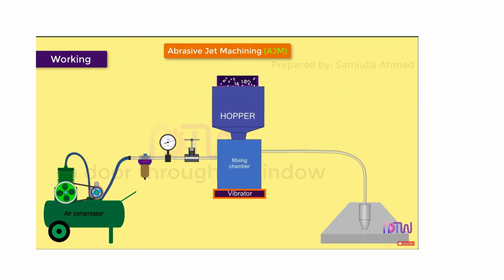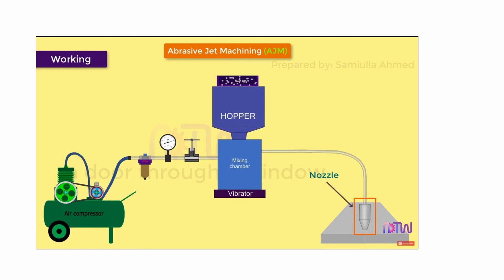A vibrator is provided below the mixing chamber. It controls the abrasive powder feed rate in the mixing chamber. Abrasive powder and the compressed air are thoroughly mixed in the mixing chamber. This pressurized mixture of air and abrasive particles is sent to the nozzle.